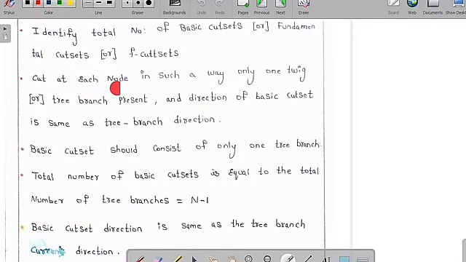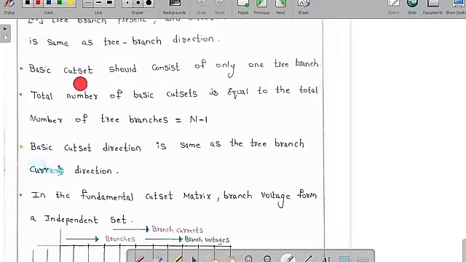So cut at each node in such a way that only one twig or tree branch is present. That means at each and every node you need to cut only one tree branch. So here you can see clearly that the number of tree branches is equal to the number of cut sets. The direction of the basic cut set is the same as the tree branch direction. A basic cut set should consist of only one tree branch. I have already told you that a basic cut set should contain only one tree branch, and the direction of that cut set is the direction of the current in the tree branch.